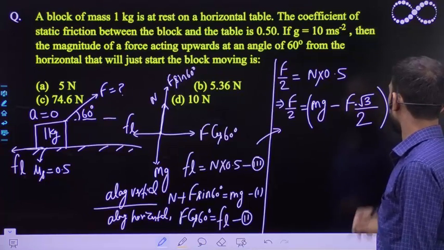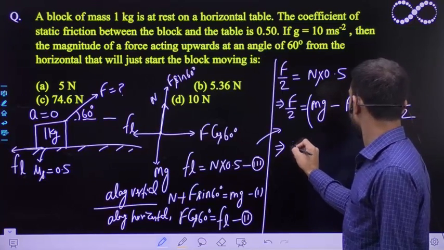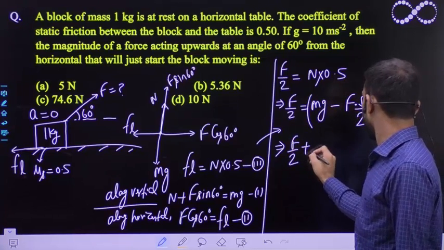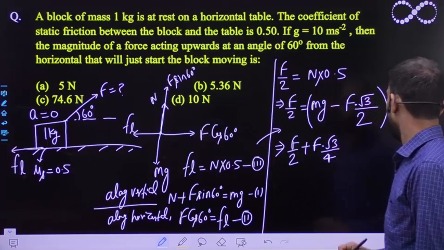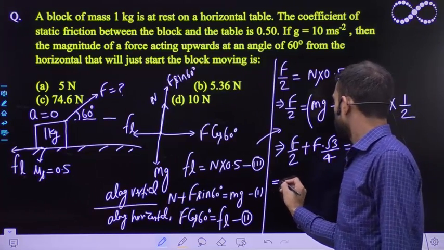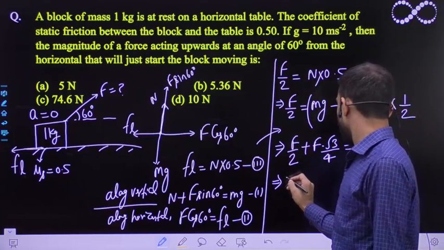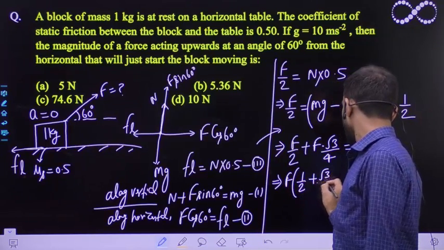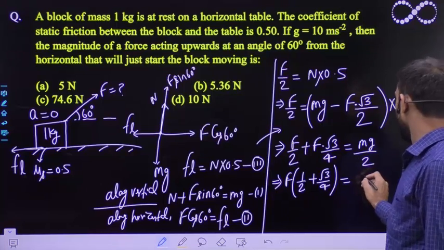So 0.5 is nothing but 1 upon 2. So this will become F upon 2, and this 1 upon 2 will go this side, so it will become plus F into root 3 by 4 is equal to mg by 2. Mass is given as 1, so this will become 10 upon 2. If I take F common, 1 upon 2 plus root 3 upon 4, and that is equal to 10 by 2, that is 5.